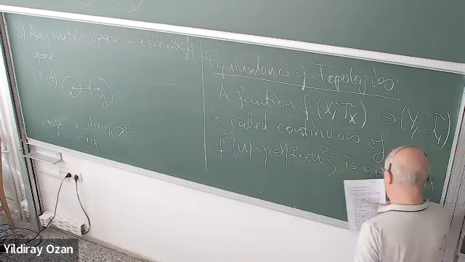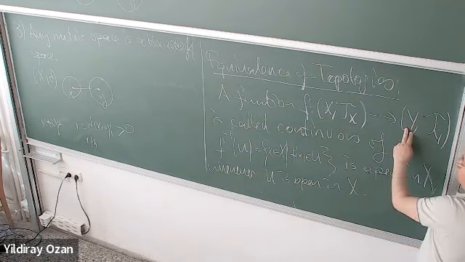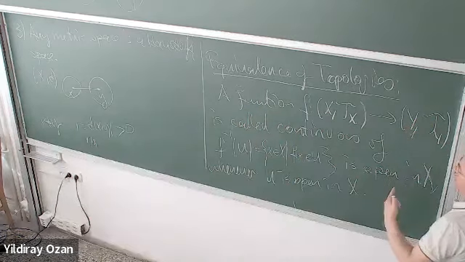whenever U is open in Y. So if we have a map from a topological space X to another topological space Y, we say that this function is continuous if the following holds: whenever you have an open set in Y, its inverse image has to be an open set in X. If this is the case, then we say that this map is continuous. Okay?